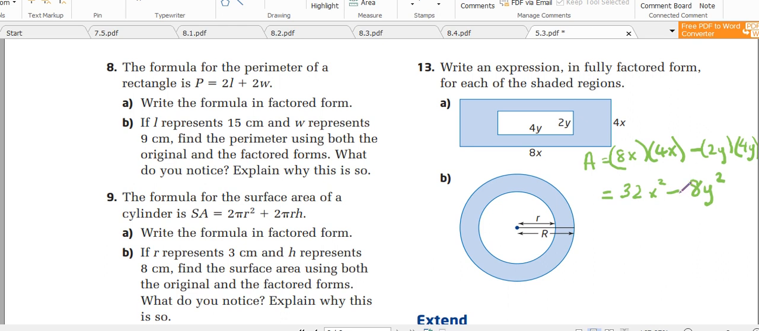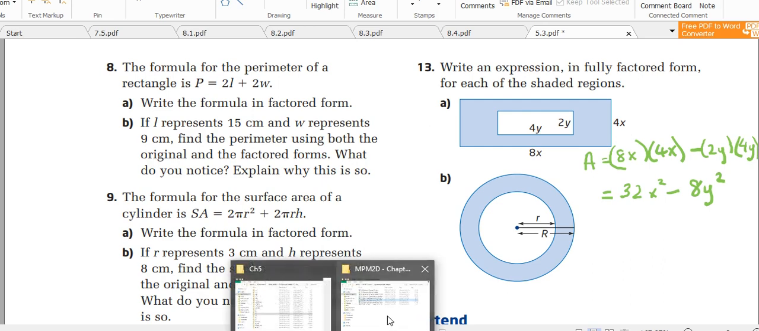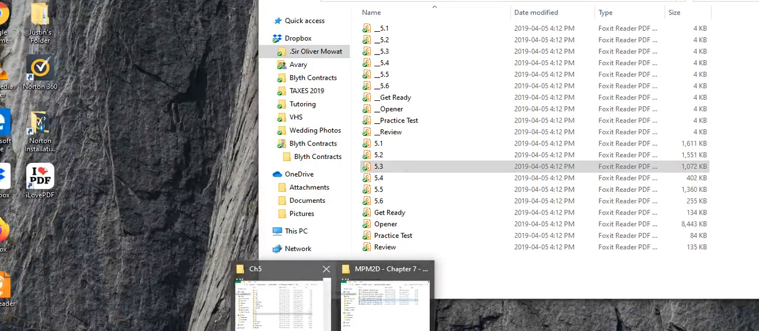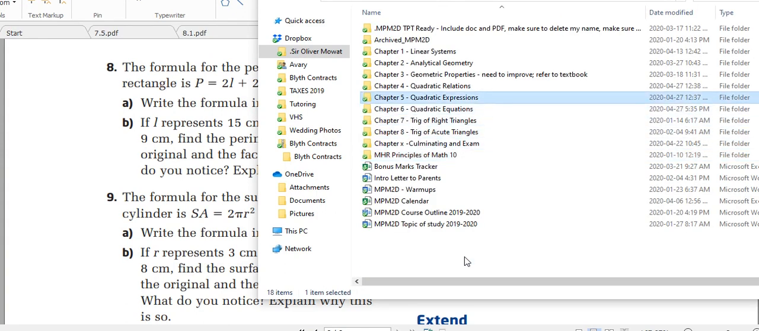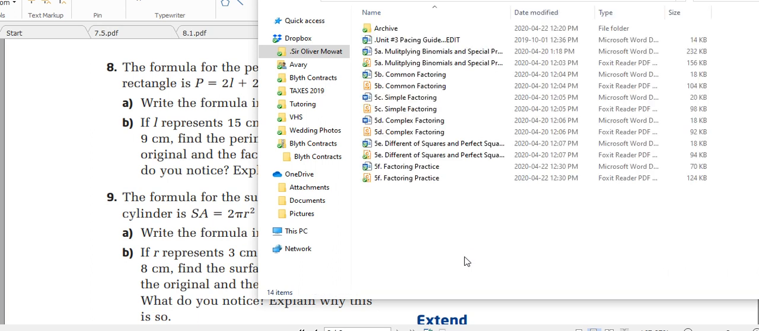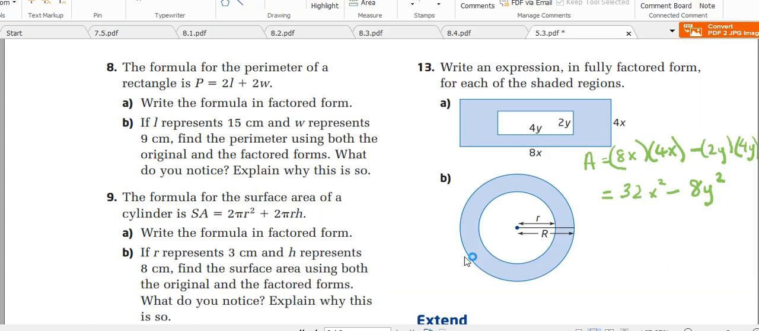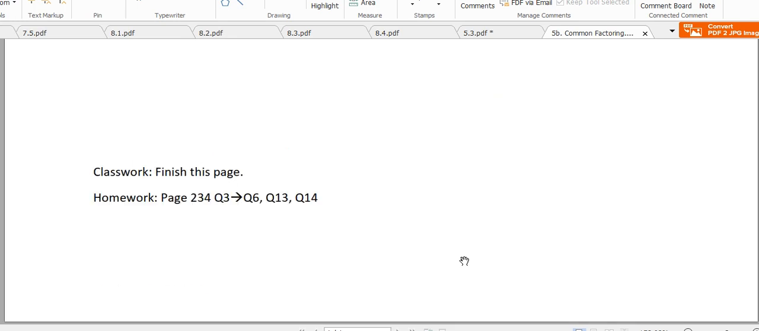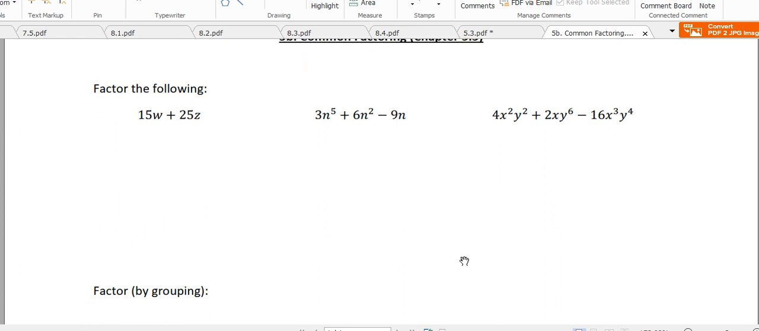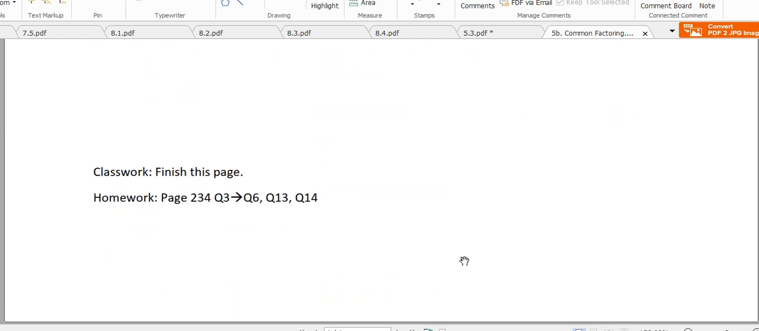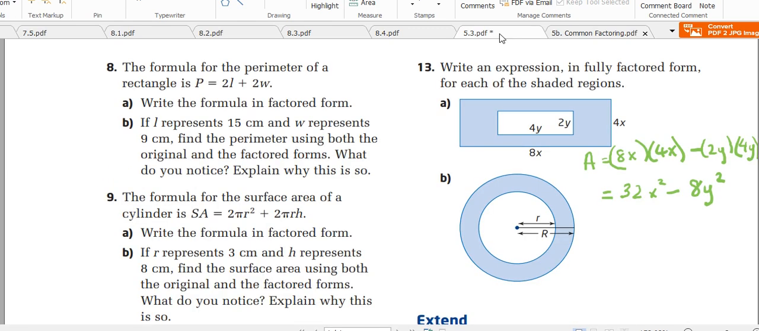Let me just double check 5.3. Have we talked about... sorry, let me just go back in my notes quick. I just want to see if we talked about difference of squares up to this point for 5b, otherwise it would just sound like I'm talking gibberish. So 5b, common factoring, chapter 5.3, question 13. Okay, no, we do not talk about difference of squares.